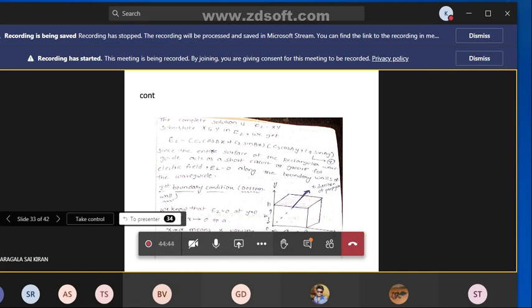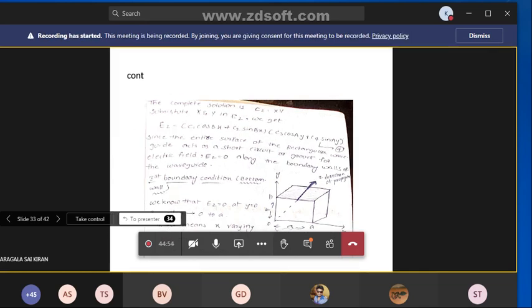Okay, so see the fourth boundary condition. Ez equal to 0 at x equal to a, for all y changes from 0 to b, right? Here x equal to a, for all y changes from 0 to b. That is the fourth boundary condition.